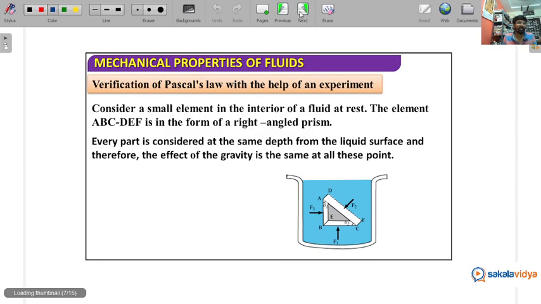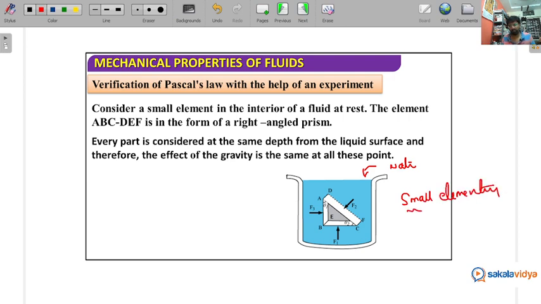Okay, fine. Now let us do some verification with an example for Pascal's law. For that I took a container and I'm going to fill it with water. In this water, I'm going to consider a small elementary section.